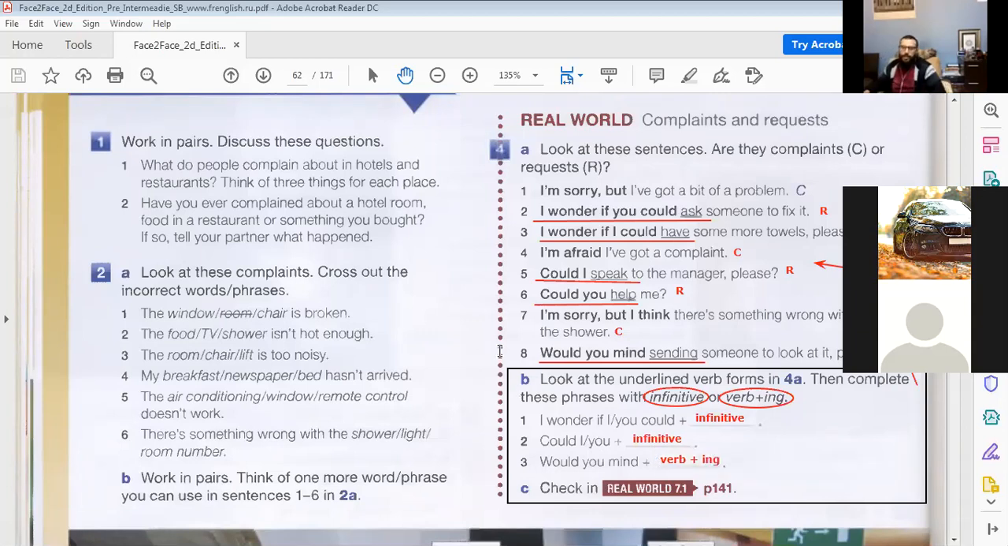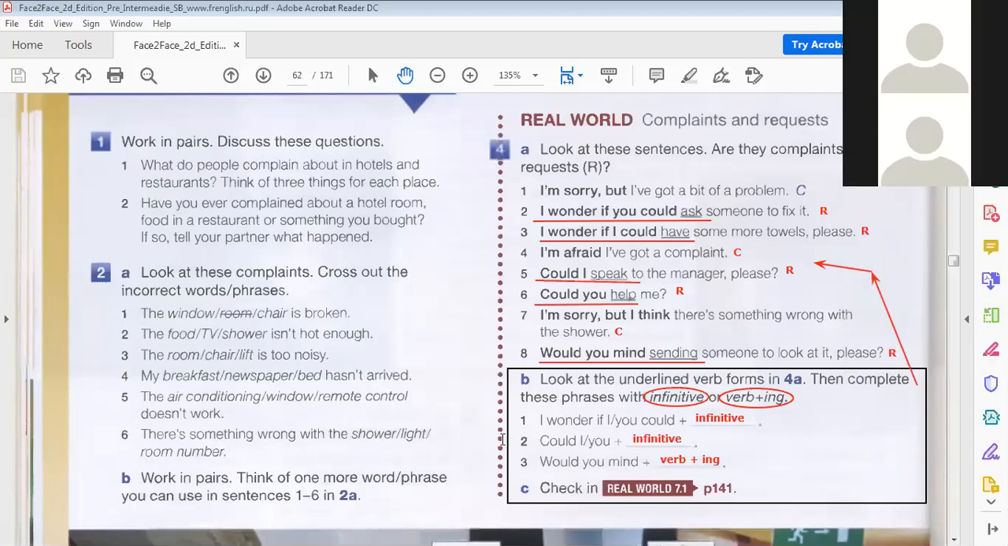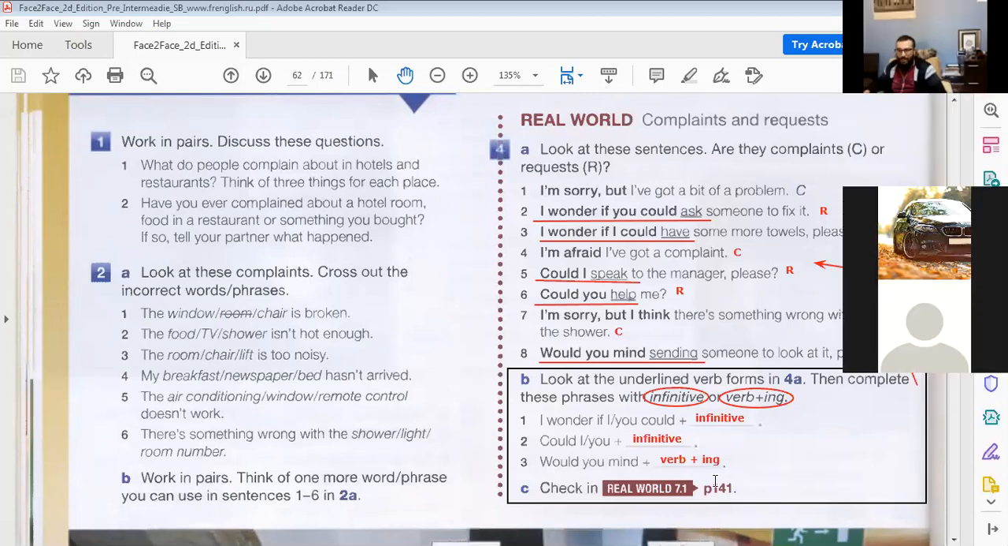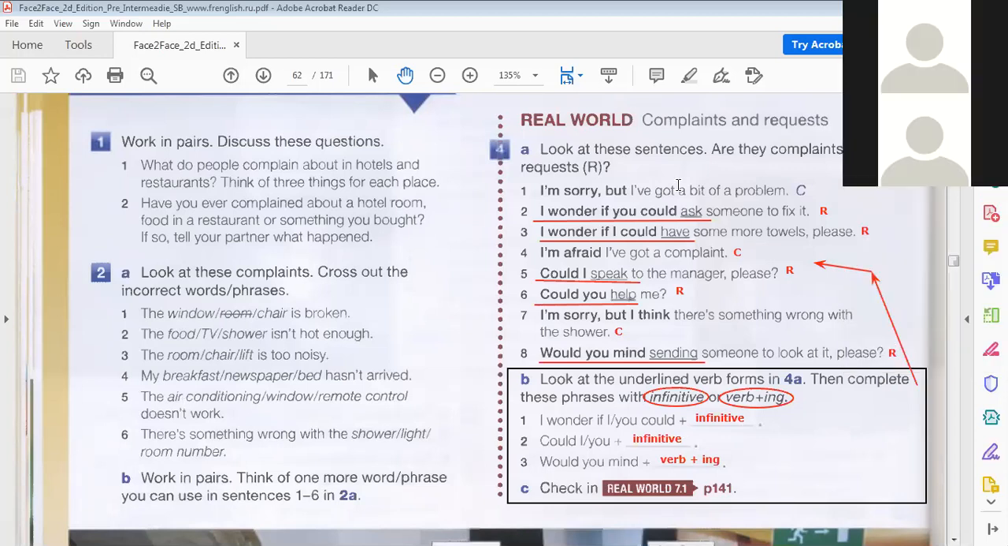This is the idea. All right, so these are three ways in which you can request something. If you have a problem in your hotel or in your restaurant, you can ask, you can request using these phrases. So for example, if the coffee is cold, you can say, would you mind changing this? Or you can say, I wonder if you could heat this. Could I get another cup of coffee? Could you please put it in the microwave? For example, if you want to make a request, you can use this.